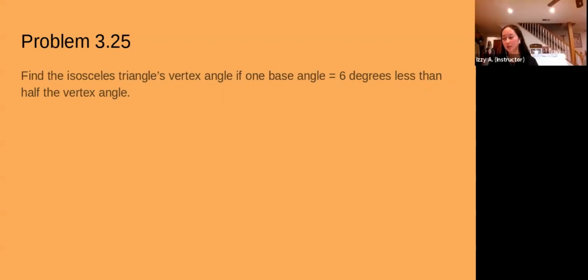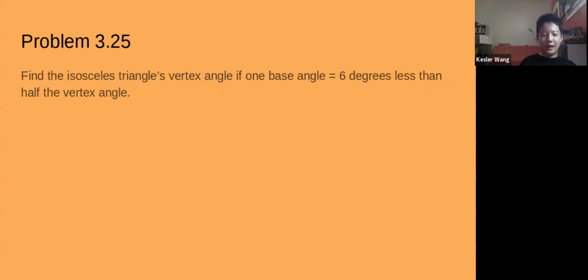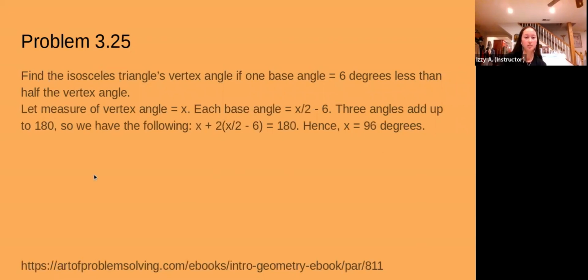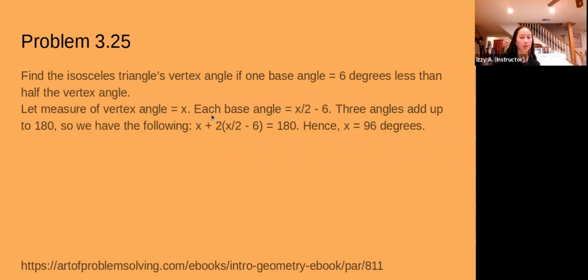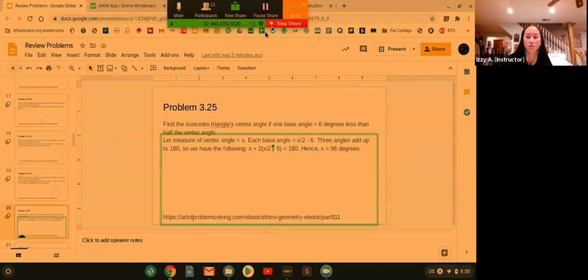Close. Can you say that again? 96? Yes, 96. So let the measure of the vertex angle equal x. Then we can let each base angle equal x divided by 2 minus 6. The three angles add up to 180, so we have x plus 2 times (x divided by 2 minus 6) is equal to 180, hence x equals 96 degrees. Good job, Elika.